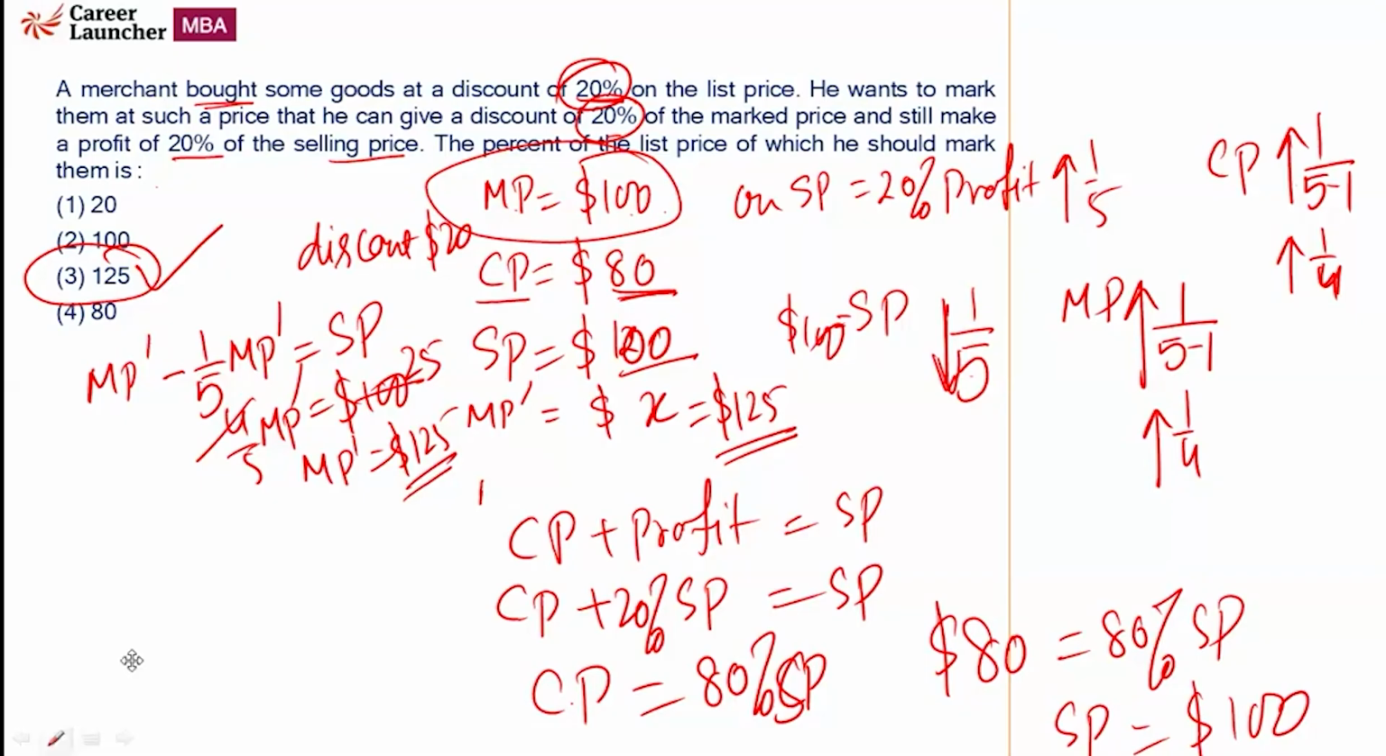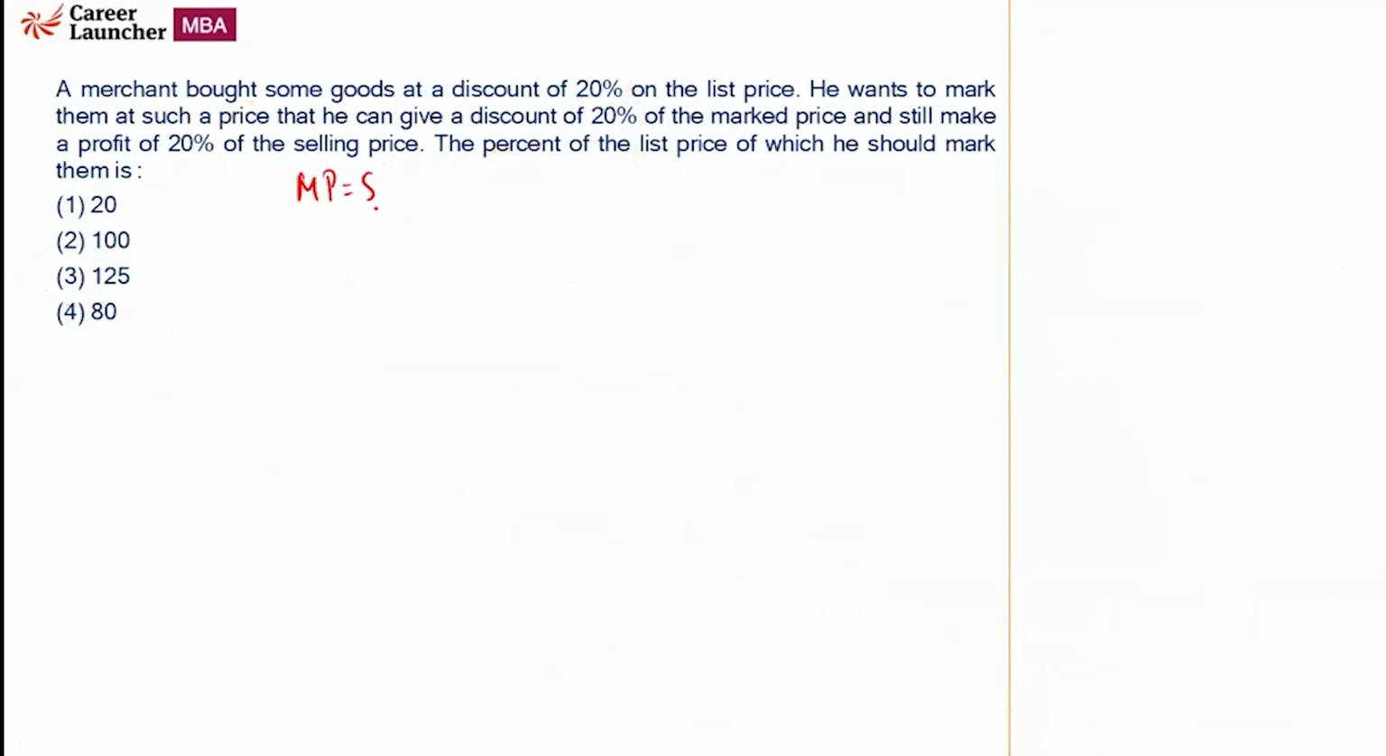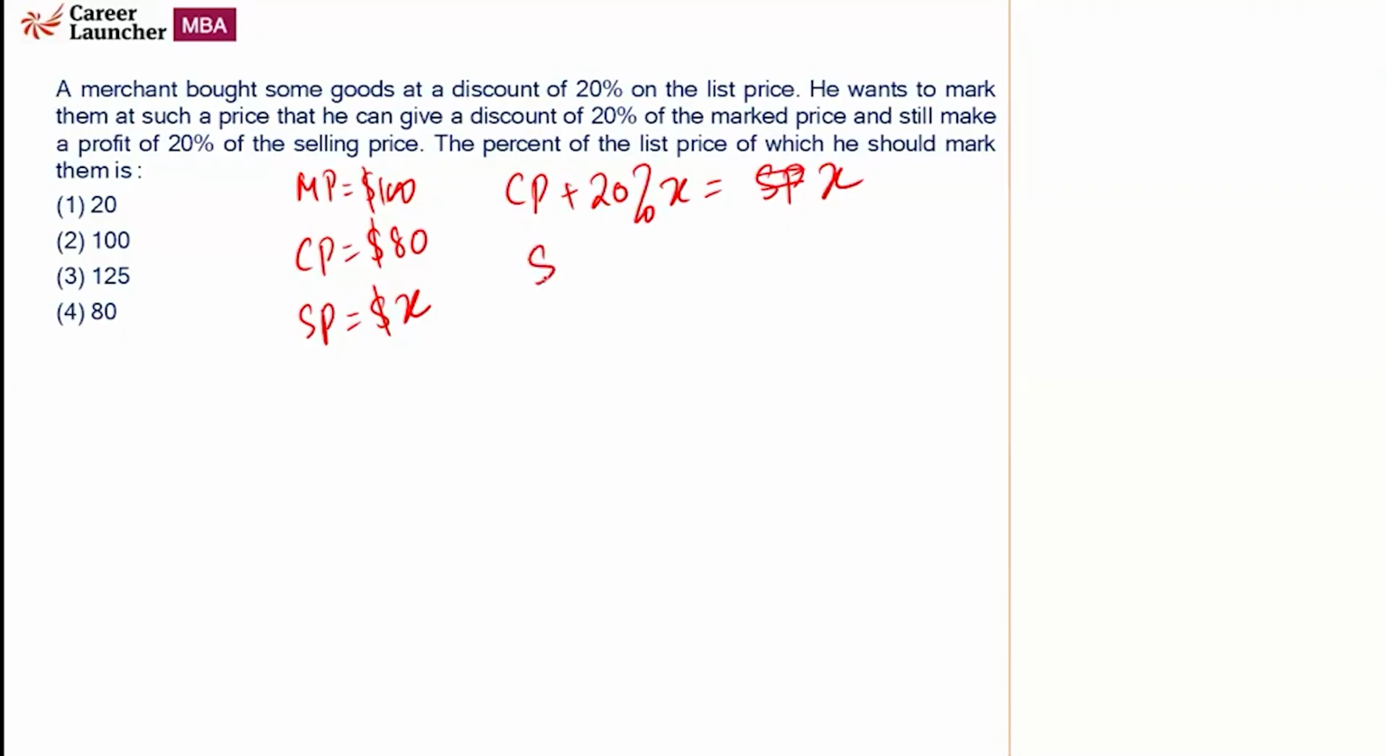इसका ideal structure is conventional method के हिसाब से. We'll take mark price $100, cost price $80. Why? Because 20% of discount. Selling price, I don't know, X rupees. But I know cost price plus 20% of X is equal to selling price, which is equal to X. Cost price $80 is equal to 80% of X. So X comes out to be $100. Selling price is $100. $100 का बिकेगा.